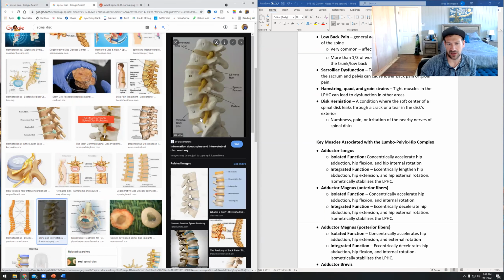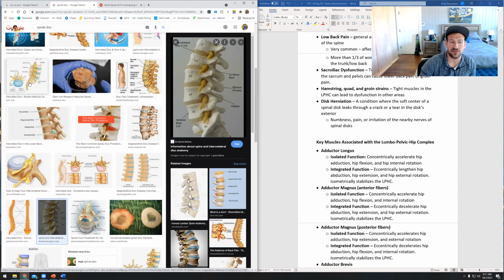So it looks something like this when it's nice and healthy. See how there's a good amount of space between all these discs. This is your S1 here, that's the bottom, that's your sacrum. There's your L5, L4, L3, L2, L1. There's your entire lumbar vertebrae right here. And that's what they're supposed to look like.